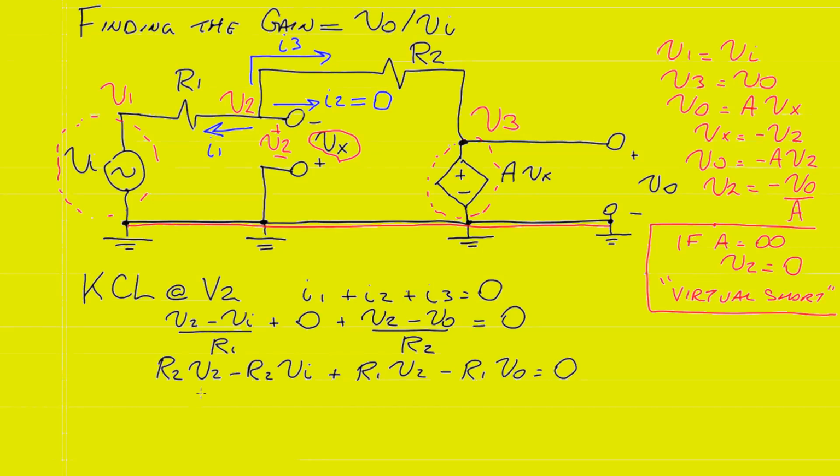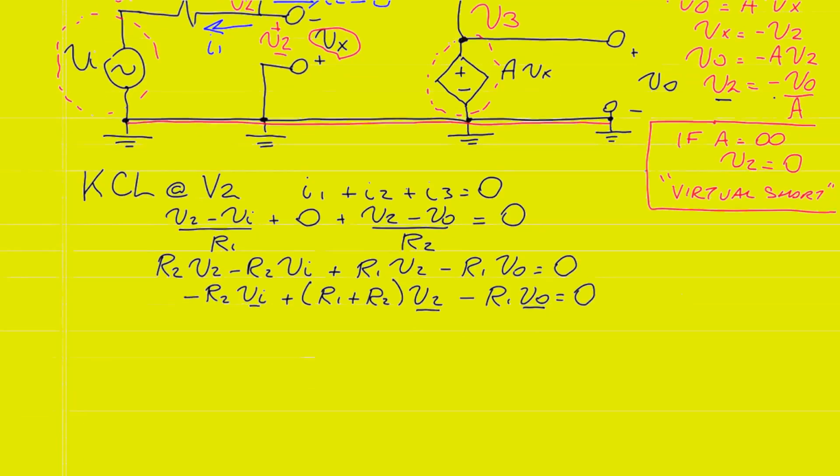We can group together the V2s and rearrange, so we can write now that we'll have minus R2 times VI plus R1 plus R2 times V2 minus R1 times Vout equals 0. Well, this equation relates our input voltage, VI, to our output voltage, but it has a V2 in here that we don't really want. If we look back to the earlier thinking we had over here, we can see that V2 is going to be equal to the negative of our output voltage divided by A, so we can make that substitution and continue on.